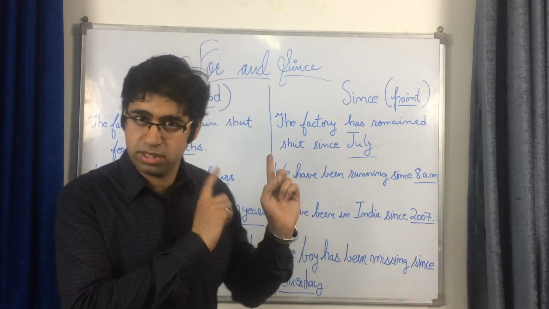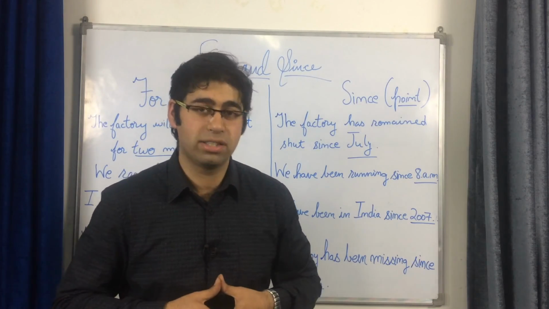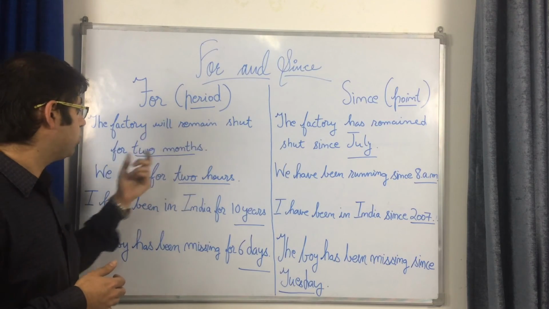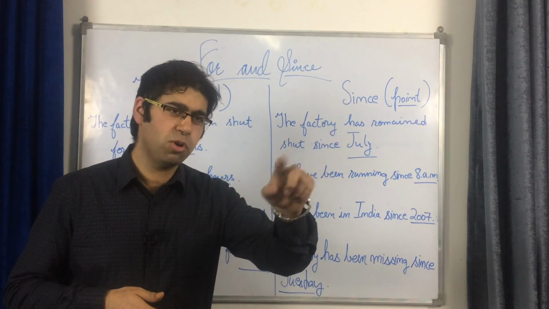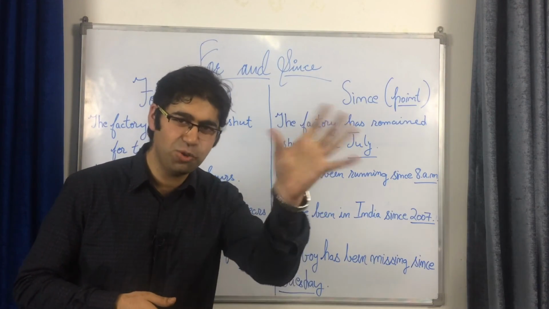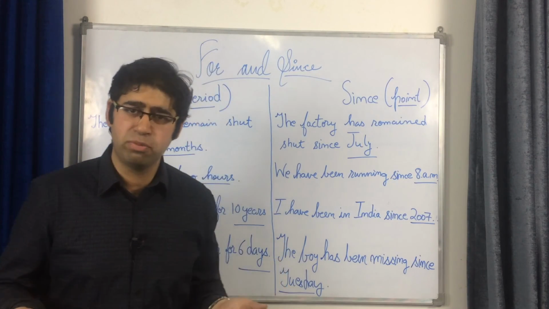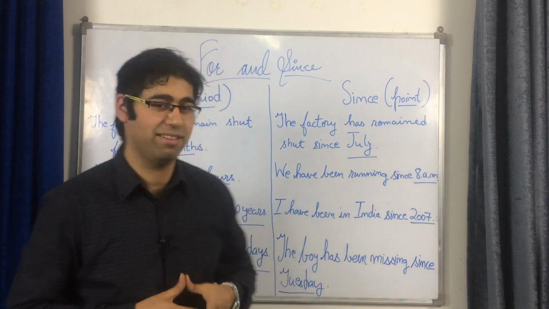Now, let's go back to the same sentences and see how effectively this little trick works. Let's have a look. The factory will remain shut for 2 months. Now, you go ahead and tell your friend, hey pal, can you show me 2 months on the calendar? Is 2 months written on the calendar somewhere? They'd be like, there's no 2 months. Tell me, which 2 months are you talking about? So there you go. You use for over there.